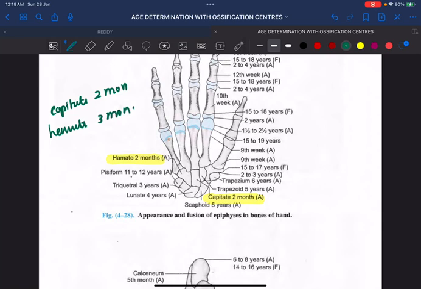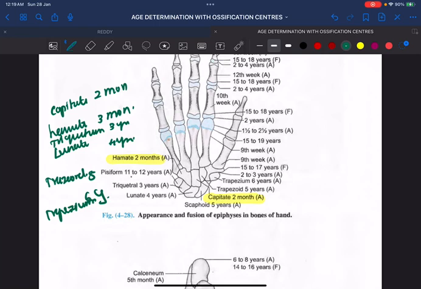Then another two bones: before that, triquetrum, and lunate. 3 years, 4 years. After 3, 4, it is 5 and 6: trapezoid, then trapezium. How do I remember? I comes first, U comes next, and U is the last alphabet. That is why trapezoid is 5 years and trapezium is 6 years.